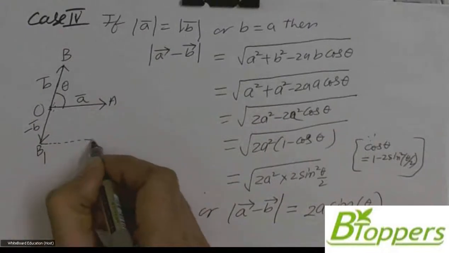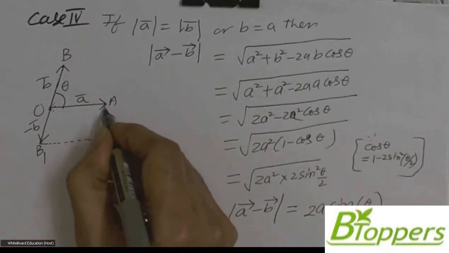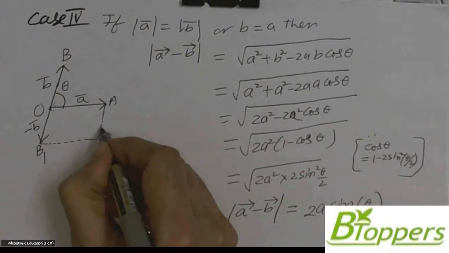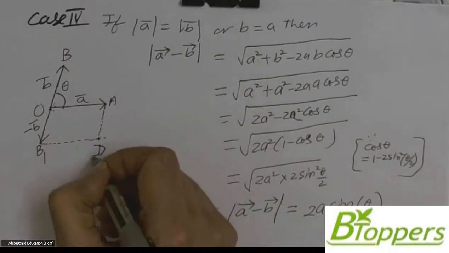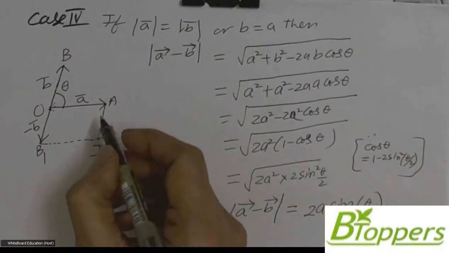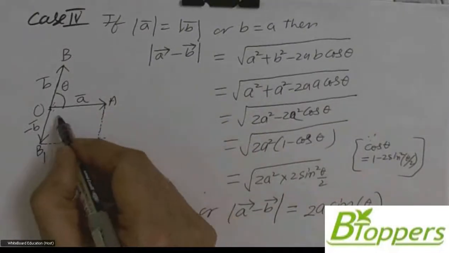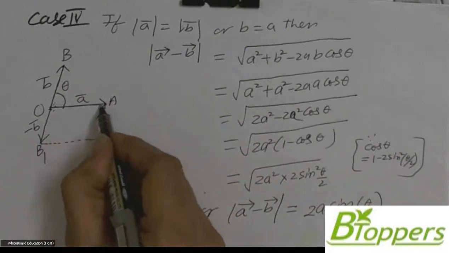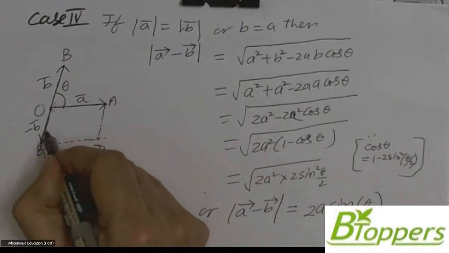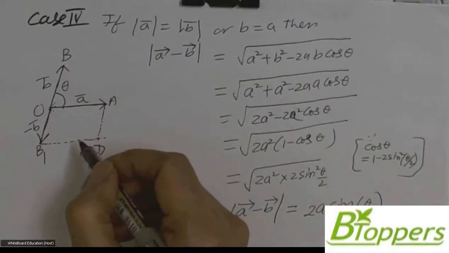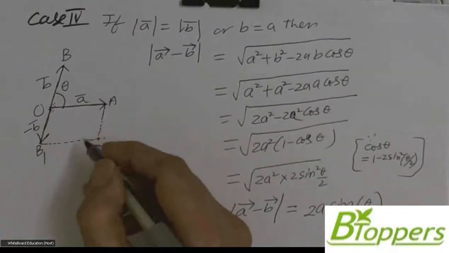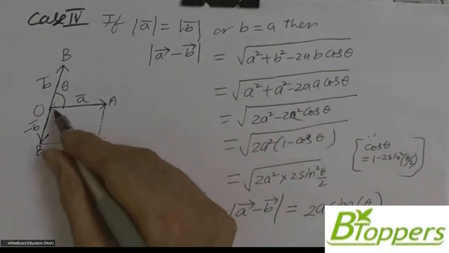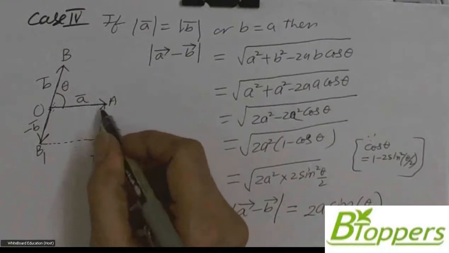As I discussed earlier, to find the vector difference A bar minus B bar by the graphical method, we have to complete the parallelogram by representing the two vectors A bar and minus B bar along the adjacent sides of the parallelogram, such that the tail of one vector is attached to the tail of the other vector. OADB1 is a parallelogram.